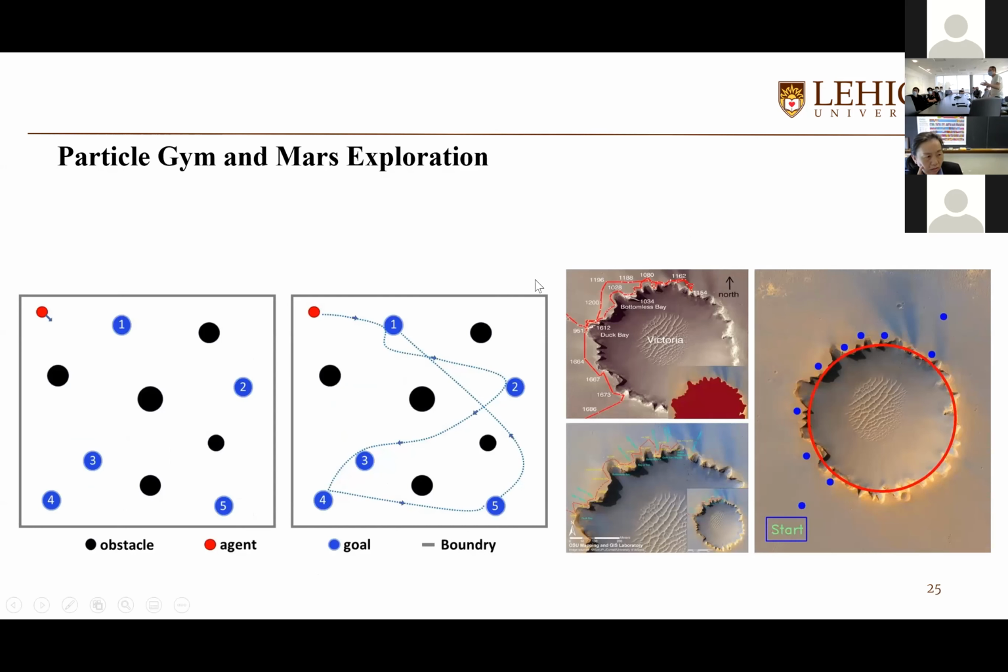And finally, we use a car model, the double integrator car model, to test our algorithm. For the first task, the mobile robot should visit these 5 spots and avoid obstacles. And we also test it on the Mars surface, which is image pixel-based learning. The task requires the robot to visit these 12 spots infinitely often and always avoid entering the craters marked with this red circle.